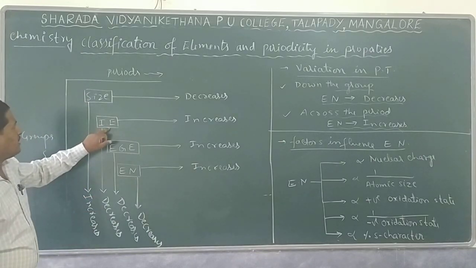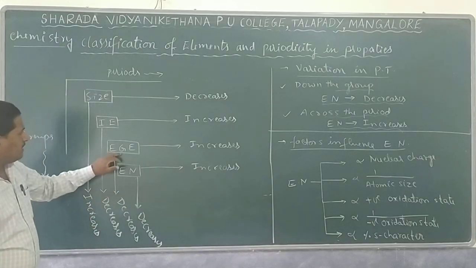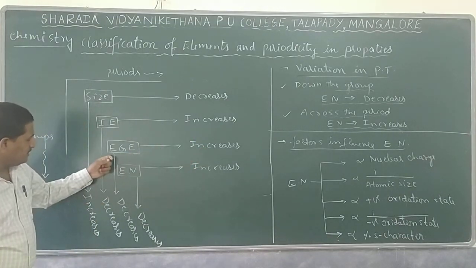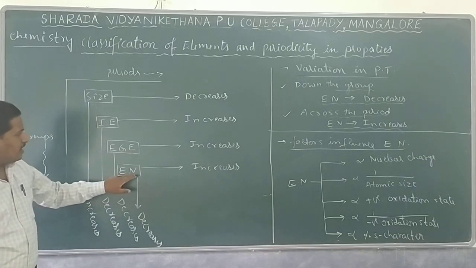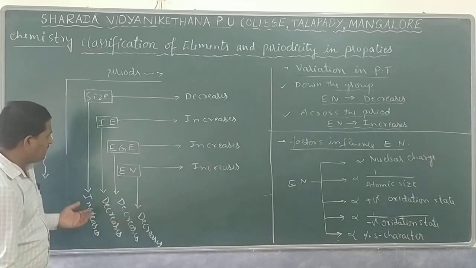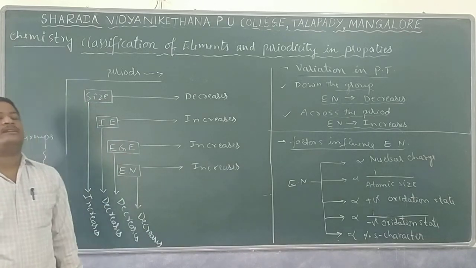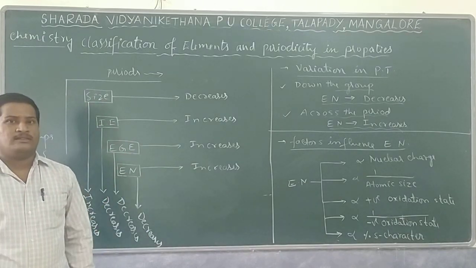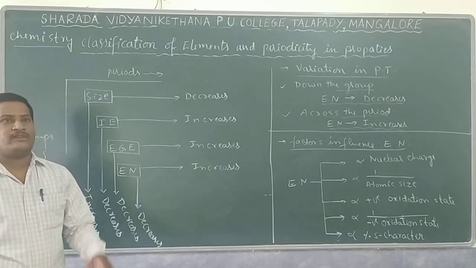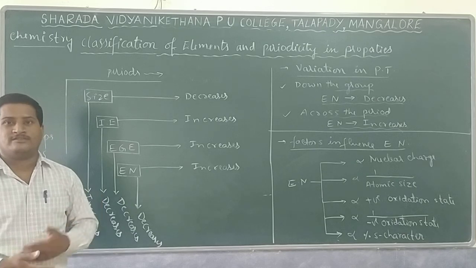Ionization energy increases across the period, and decreases down the group. Electron gain enthalpy or electron affinity value increases across the period, whereas it decreases down the group. Similarly, electronegativity increases across the period, whereas down the group it decreases. So this is an easy way to remember the four important periodicity properties in the topic of your first PUC, or class 11, classification of elements and periodicity properties. These are the important concepts normally found in this topic.